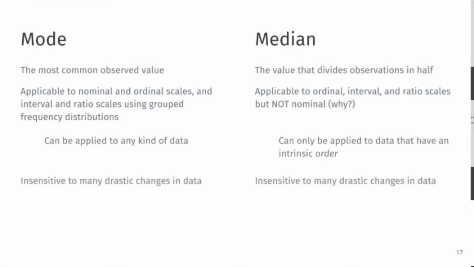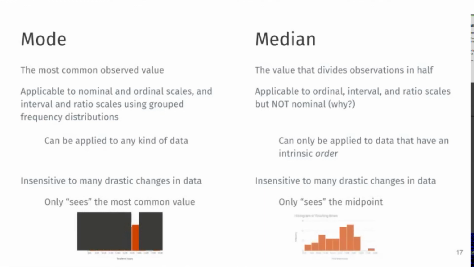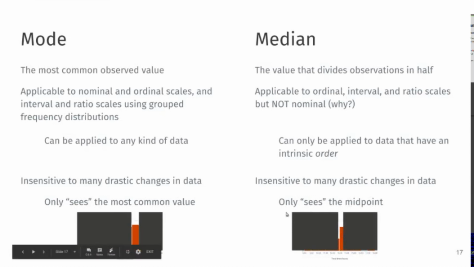Now, like the mode, the median is once again insensitive to many seemingly drastic changes in the data. And you can think of the mode as basically only seeing the most common value. It's as if the other ones just didn't matter at all when it comes to the mode. And similarly, the median only sees the midpoint. The median only tells you where that midpoint is, not necessarily how things are spread around outside of that midpoint.